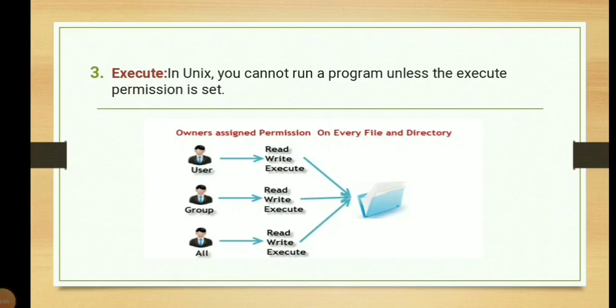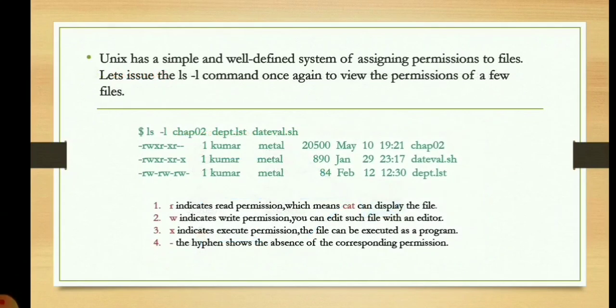Now moving on. Unix has a simple and well-defined system of assigning permissions to files. Let's issue the ls -l command once again to view the permissions of a few files. Observe the first column that represents the file permissions. These permissions are also different for the 3 files. Unix follows a 3-tiered file protection system that determines the file's access rights.